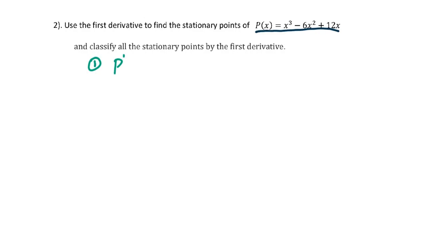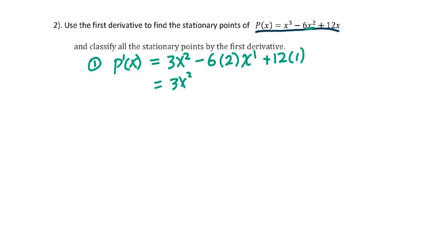We get P prime of x equals 3x squared minus 6. Remember, the power rule of a derivative is drop down the exponents, then minus 1, so x to the first power, plus 12 times 1. So we get 3x squared minus 12x plus 12.